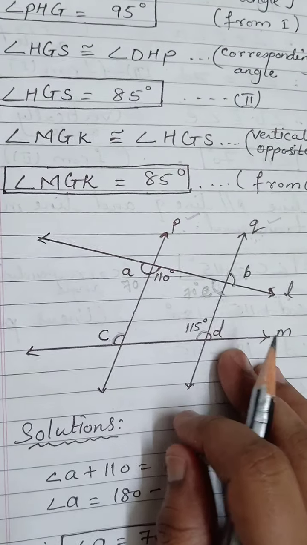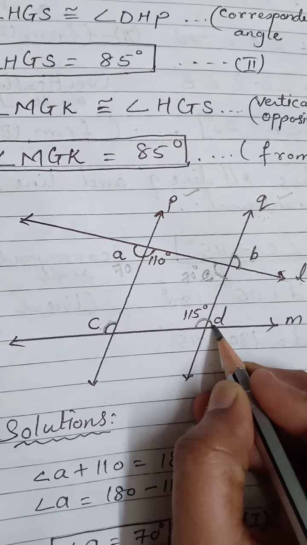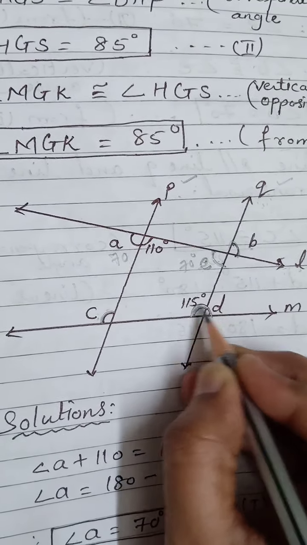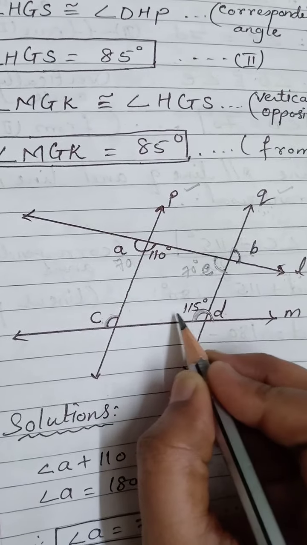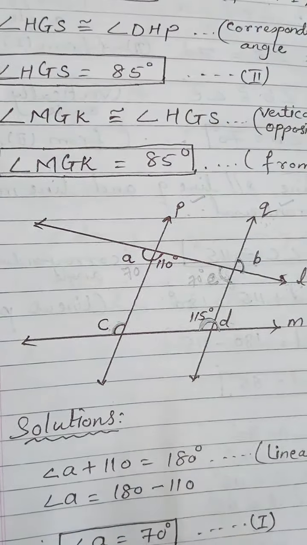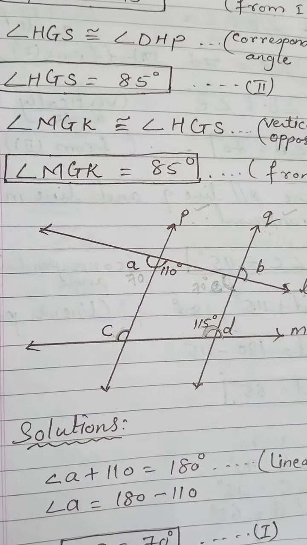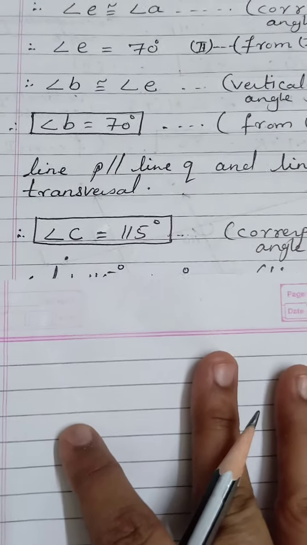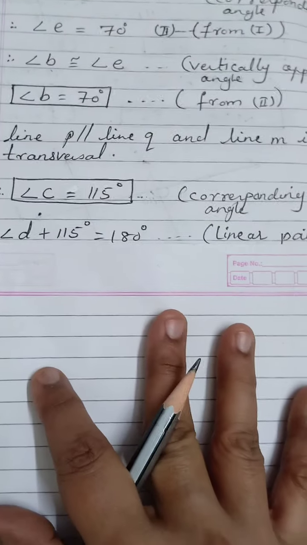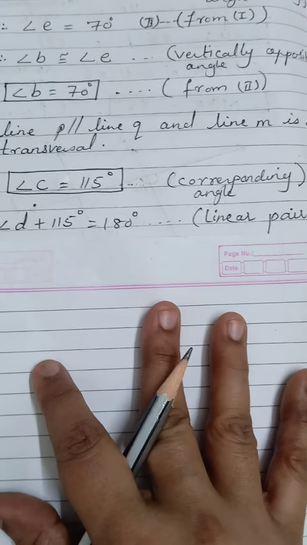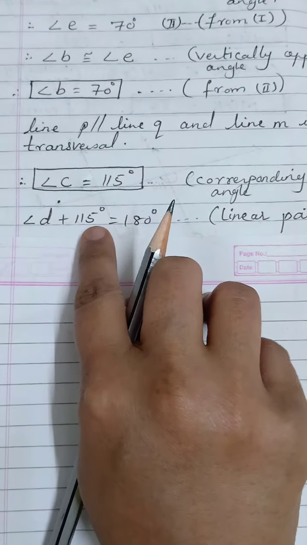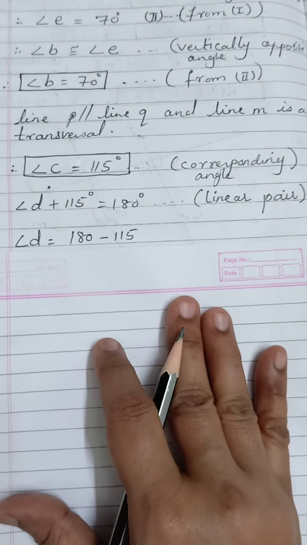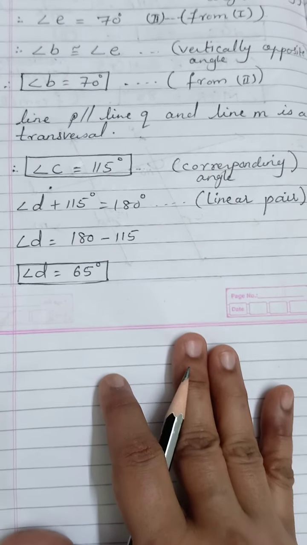Now we'll see how to find angle D. If you observe carefully, this angle D and 115, these two are making a linear pair. So the addition of these two angles is nothing but 180 degrees. So we can find angle D easily. Angle D and 115 are making a linear pair, so the addition will be equal to 180 degrees. Now plus 115 I will take on the other side, so it will be minus 115. Then 180 minus 115 is equal to 65 degrees.